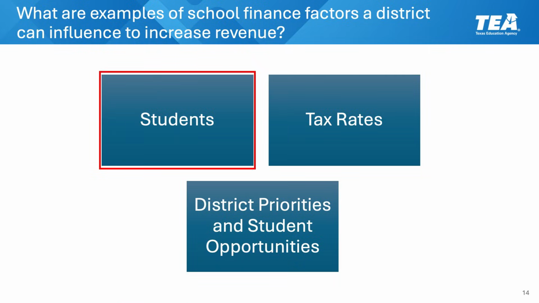So now we will dive deeper into each of the categories and look at them in more detail. We'll look at students, tax rates, district priorities, and student opportunities as they have an impact on your overall funding.